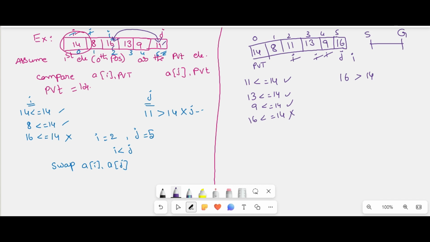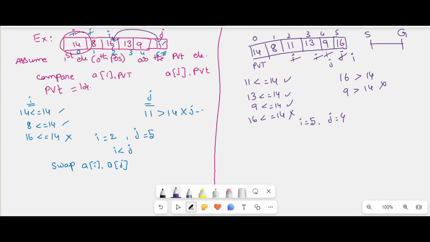Then what shall we do? This is a greater element only, which is in the correct position. So then simply we will decrement J. So 9 greater than 14, the condition is failed. Then write the positions of I and J. I position is 5, J position is 4.